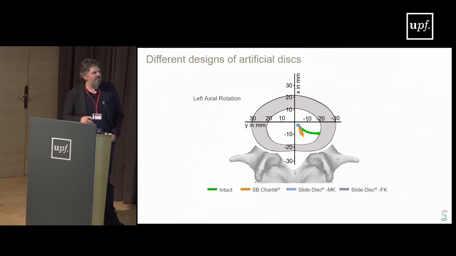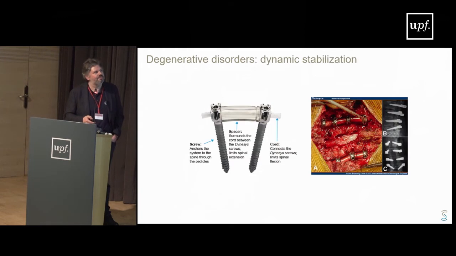So here's another comparison, just to make an example. We have the position of the center of rotation in axial rotation. You see that actually this is quite different from the original one. So you see that with the three models, we have a center of rotation that stays quite close to the center of the disc, while the intact one will basically approach the facet joint the more we move. So this shows that actually this type of discs might not be great in replicating the real motion of the spine in axial rotation.